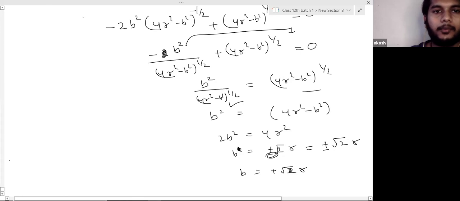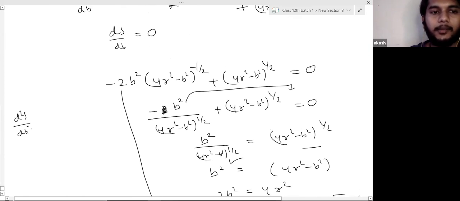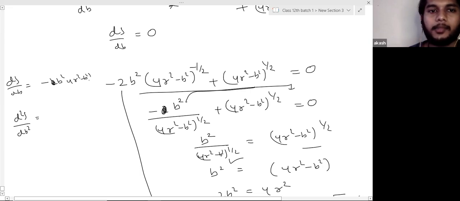So we got the value of b as root 2r. Now again, what we have to do? Find d square s upon db square, to see if at b equals to root 2r, this thing is maximum or minimum. So we have to differentiate this thing again. Let me just rewrite the equation. ds by db equals to minus b square. Sorry, there is no square. Minus b into (4r square minus b square) to the power minus half plus (4r square minus b square) to the power half.